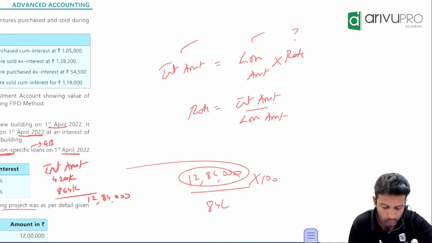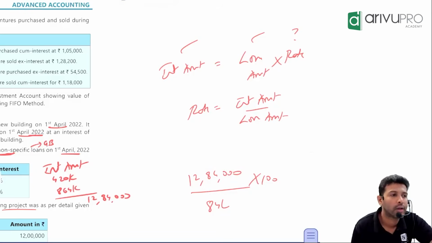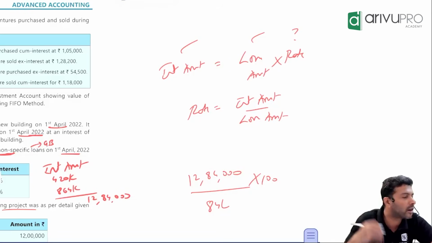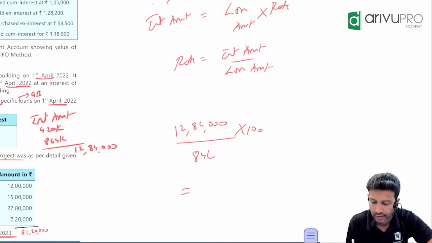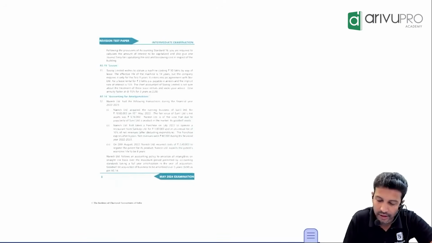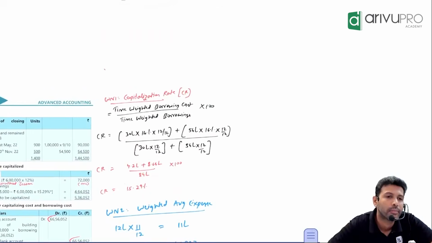Check what I have done here. What is this 12,84,000? Interest amount. What is this 84 lakh? Loan. Interest amount divided by loan amount. If you do that, you will get the average interest rate. How much is this? 15.29%. That is your capitalization rate. Understood, everybody? Fine. What is the formula? Interest amount divided by loan amount.